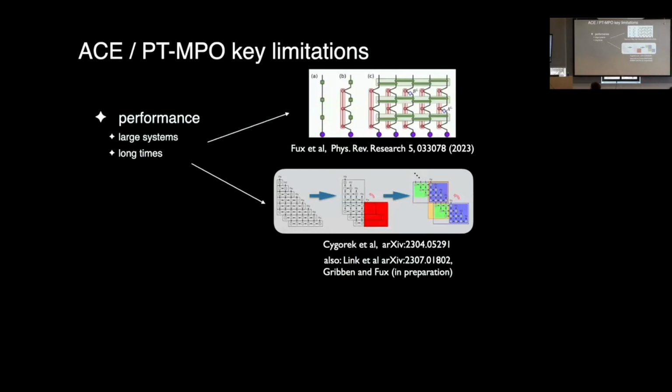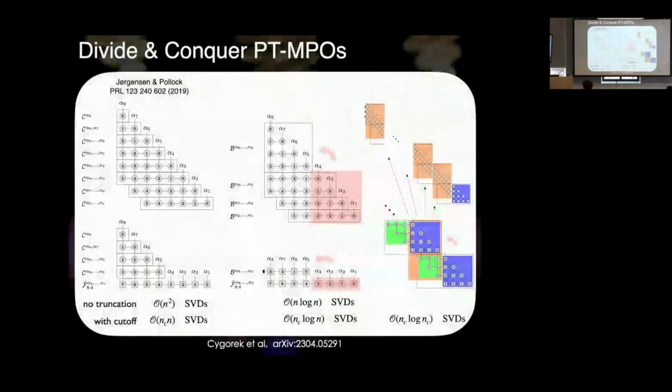Again, this isn't quite ACE. This is going back to the Jørgensen-Pollock influence functional, or PT-MPO, which is constructed differently. This is something we have a preprint on. There's also more recent work from Walter Strunz's group, and Dom and Dom have something in preparation dealing with kind of infinite times. And a big limitation is that the environmental modes cannot interact, so it can't deal with highly correlated environments.